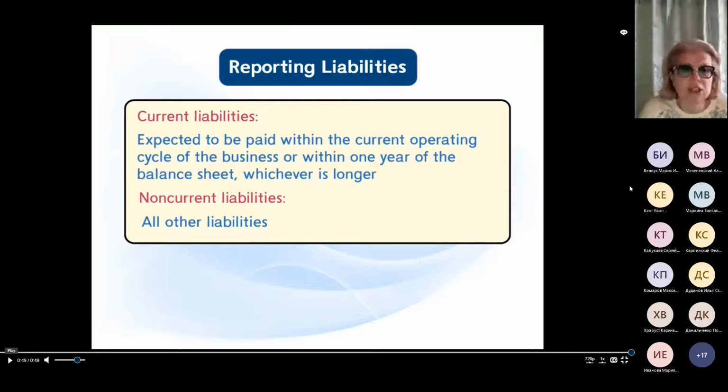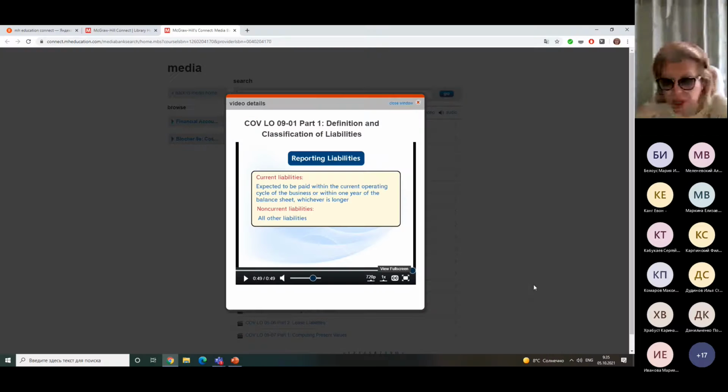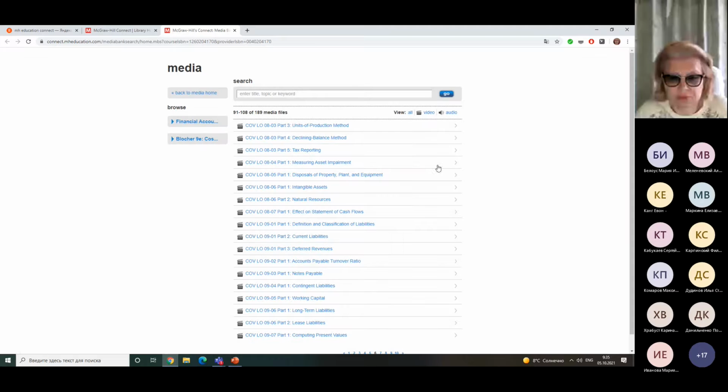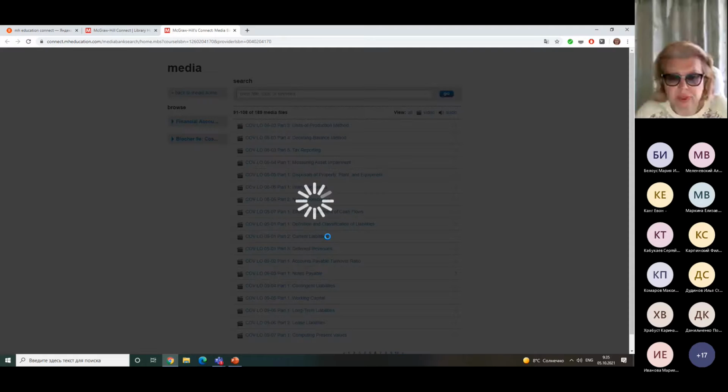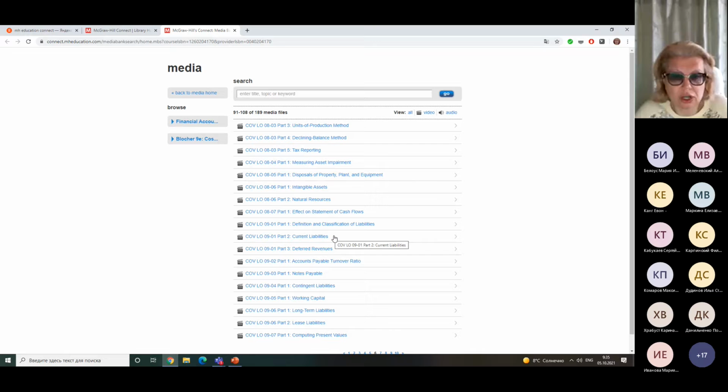So current liabilities are those which are expected to be paid within the current operating cycle. It is important that we should cover current liabilities by current assets or within 1 year, so it depends on the duration of the operating cycle. But what is important is that current liabilities are always paid within the current operating cycle, and it means by current assets. Now, in more detail about current liabilities.